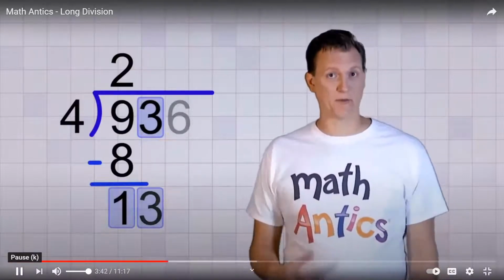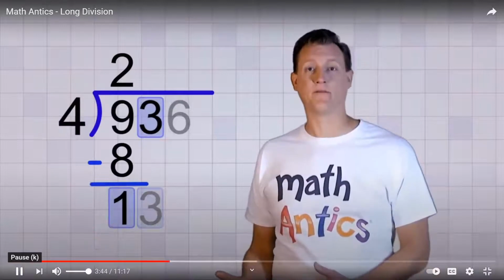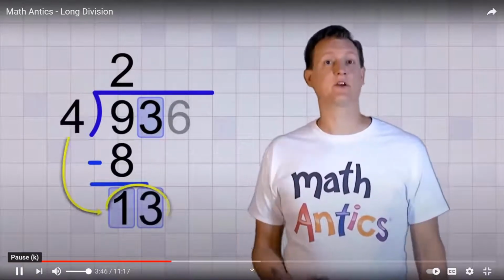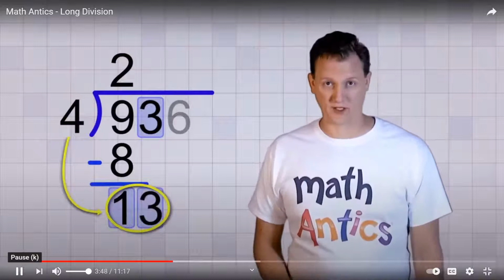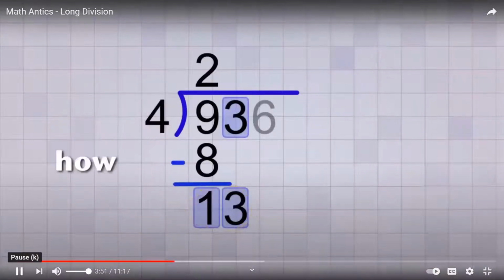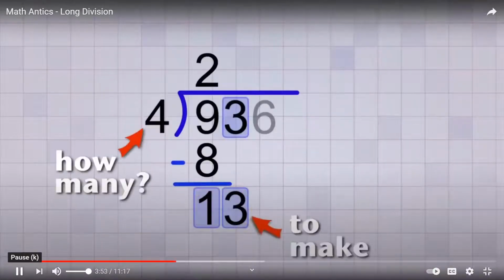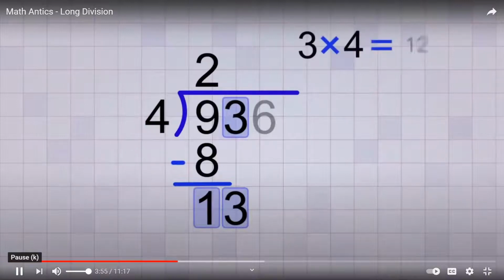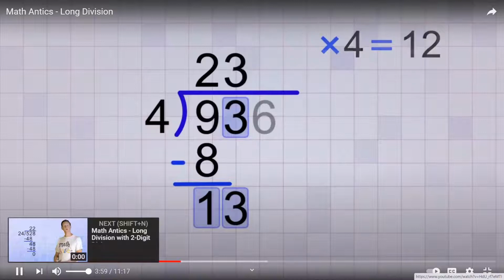And that's good because before, the remainder was so small that 4 couldn't divide into it. But now it's 13, and 4 will divide into 13. So we ask, how many 4s will it take to make 13? Well, 3 4s would be 12, and that's really close without being too big. So let's put 3 in our answer line.